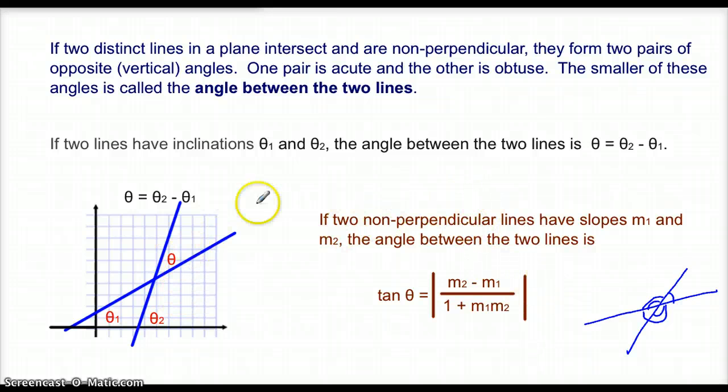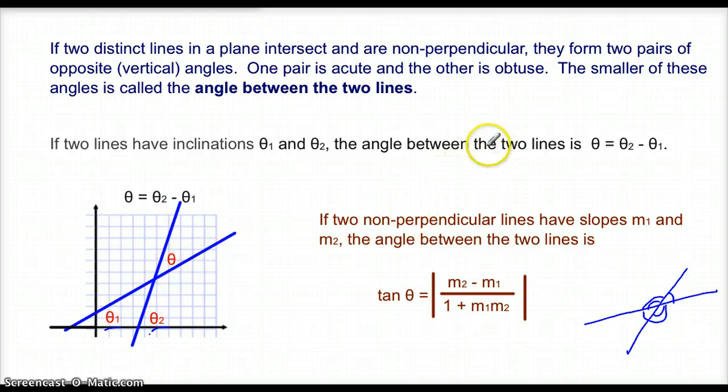If we know the angle of inclination, let's say we have two lines here. This line has an angle of inclination of theta 1, and this one has an angle of inclination of theta 2. If we subtract the smaller one from the larger one, in other words theta 2 minus theta 1, that's going to give us the angle between these lines.